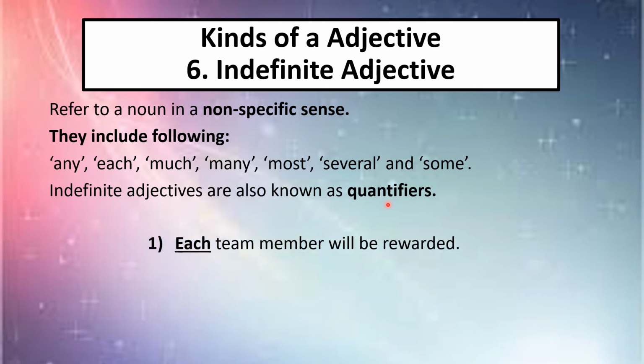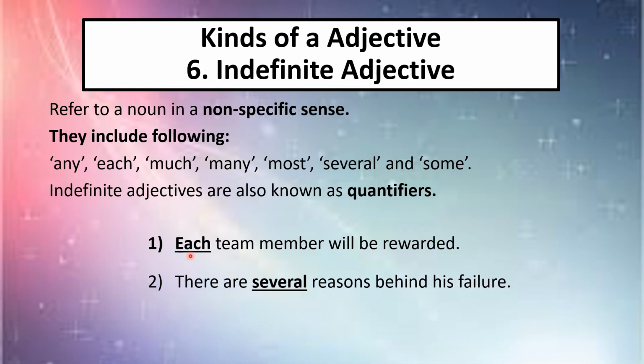Let's use them in the sentences and explain more. Each team member will be rewarded. To talk about team, which is a noun, we have used each as indefinite adjective to tell something more about the team. So each here is used as indefinite adjective because it is used in a non-specific sense.